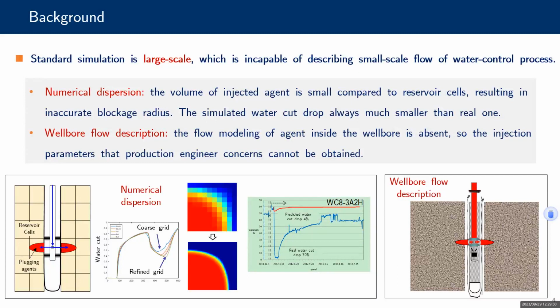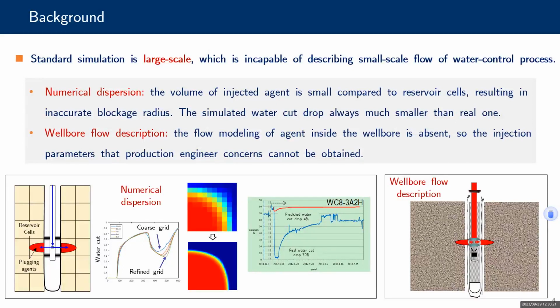Usually, for chemical water shutoff operations, only 10 to 100 cubic meters of chemicals are injected into oil wells, which is very small compared to the reservoir volume. And standard numerical simulations are often aimed at large scales, which is incapable of describing the small-scale flow of the water control process. There are two main problems in simulating such a small injection volume.